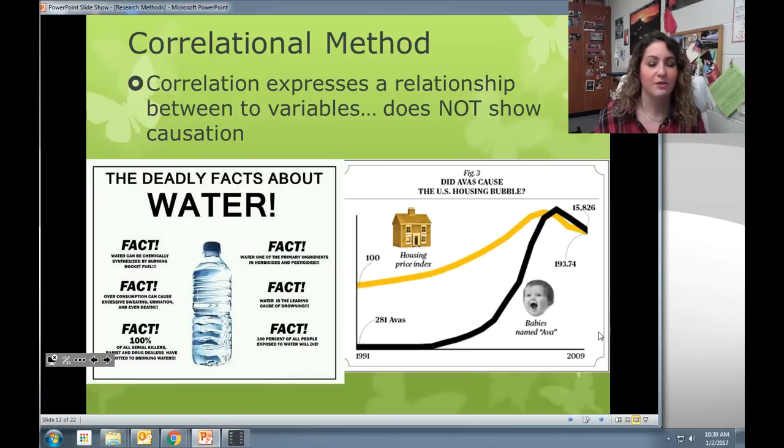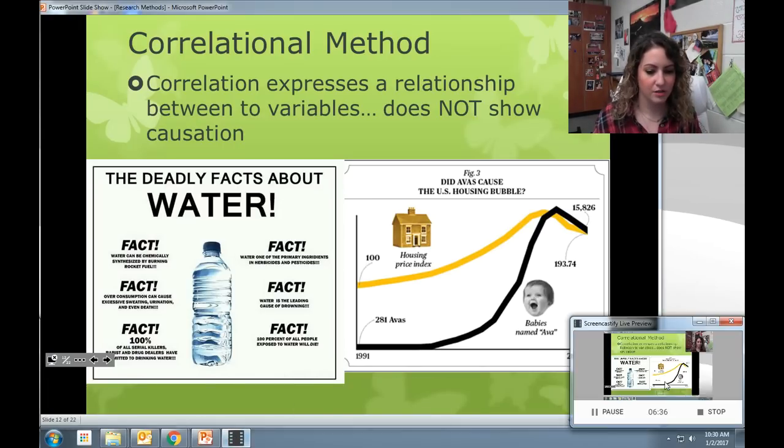Okay, let's talk about the idea of correlation versus causation. So I'm now switching gears a little bit.